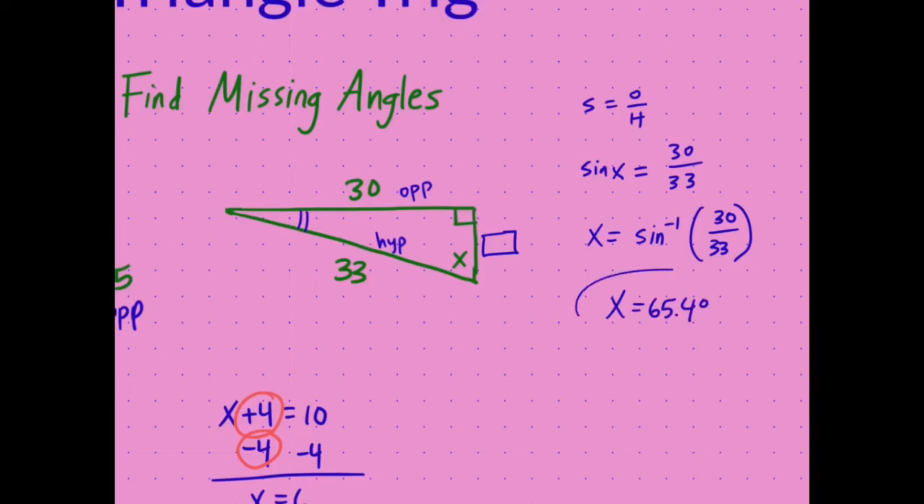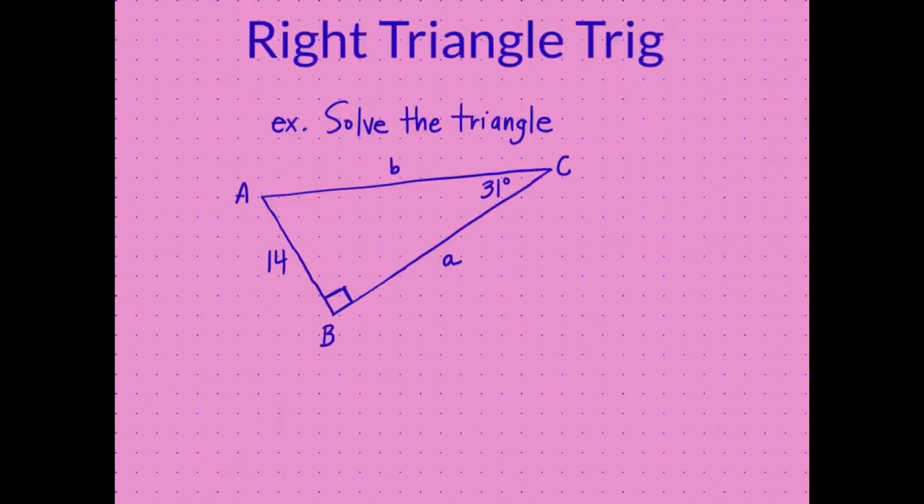And I was thinking something in the 70-degree range, so that's reasonable. Okay? So that's how you find angles. Use inverse trig functions to find angles. Now I want to wrap it up with this solve the triangle. When the directions say solve the triangle, what that means is find all the missing parts.